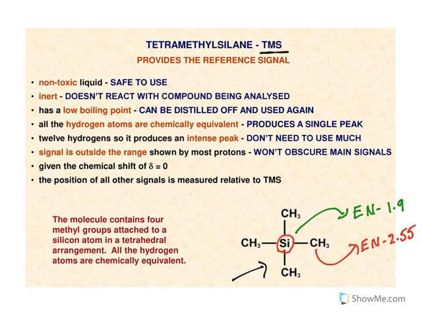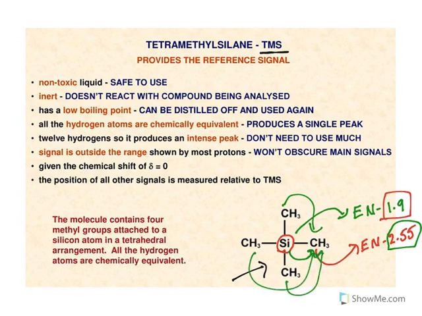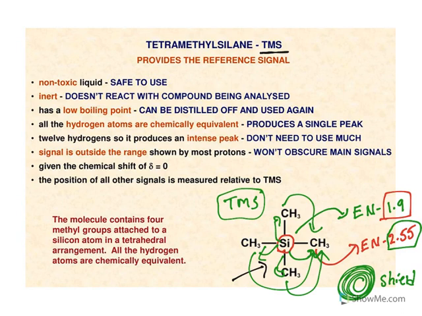Silicon's electronegativity is 1.9, whereas carbon's electronegativity is 2.55. So all these electrons will be pulled towards carbon. Even hydrogen has more electronegativity than silicon, so all the electrons will be pulled towards the hydrogens. So the electronic current around the protons will increase. When electronic current is increased, shielding increases. So technically, tetramethylsilane has the highest amount of shielding effect. If it is highly shielded, it can be taken as a reference and given a signal of 0. Because of this highest shielding effect, it is taken as the reference.